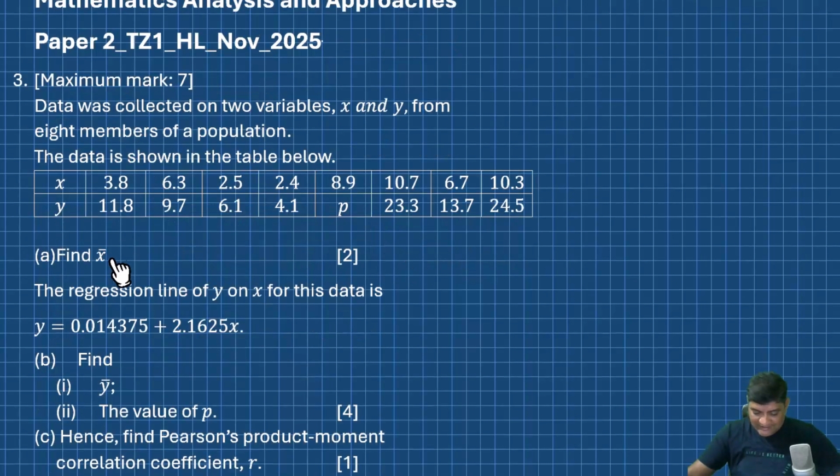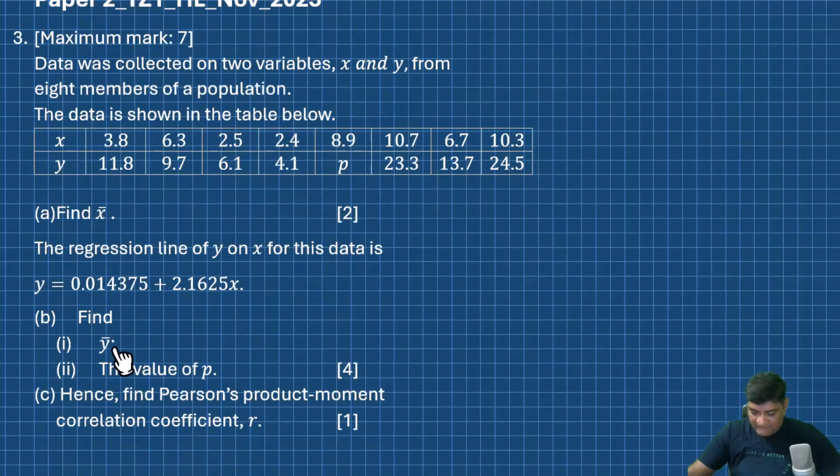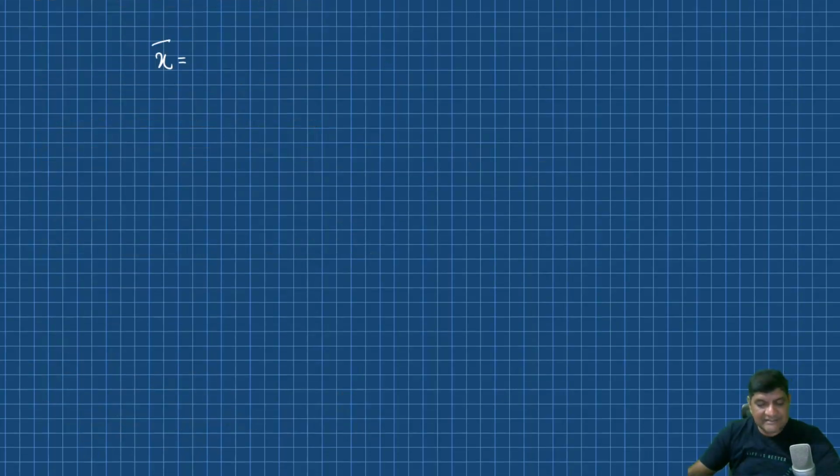He wants us to calculate the mean of x, and then using the regression line, find the y bar value, or the mean of y, then calculate the value for p, and then find the product moment correlation coefficient. Mean is nothing but the sum of the observations divided by the total observations. So I'm going to write this. You don't really need to write it.